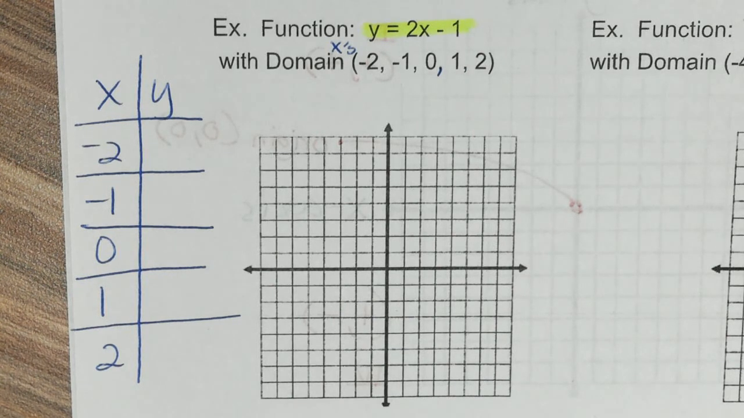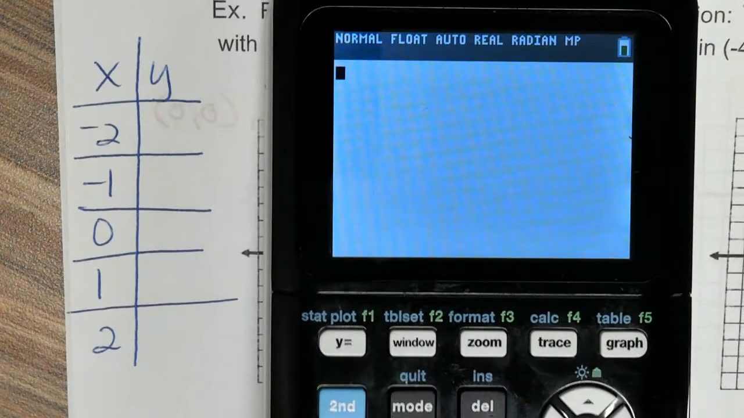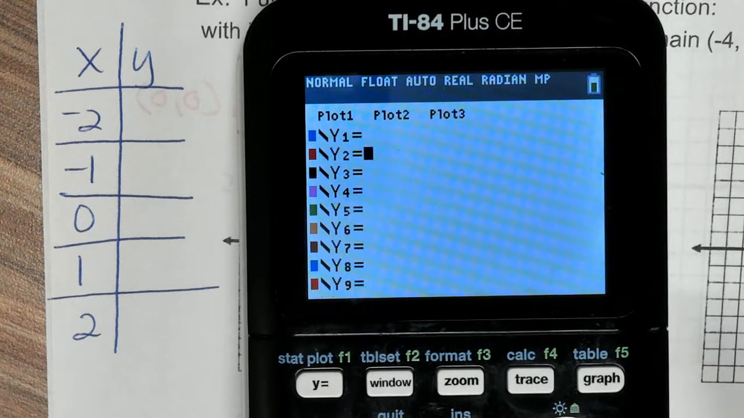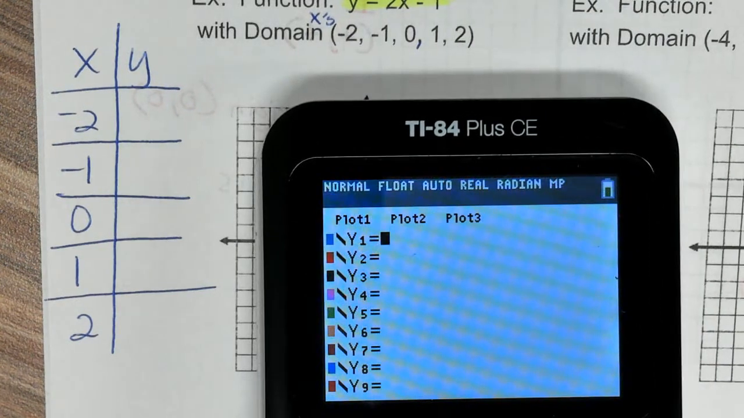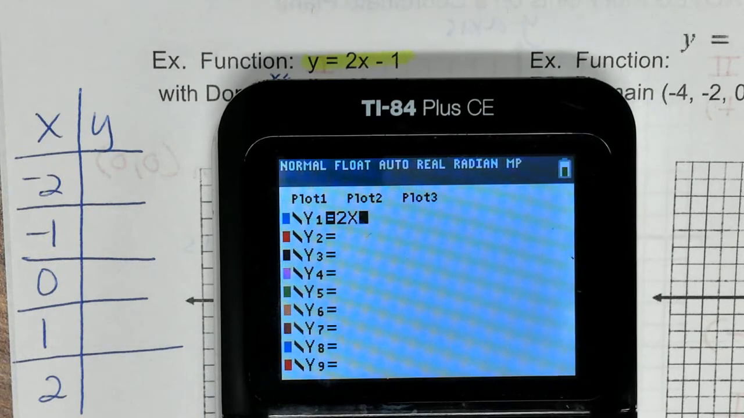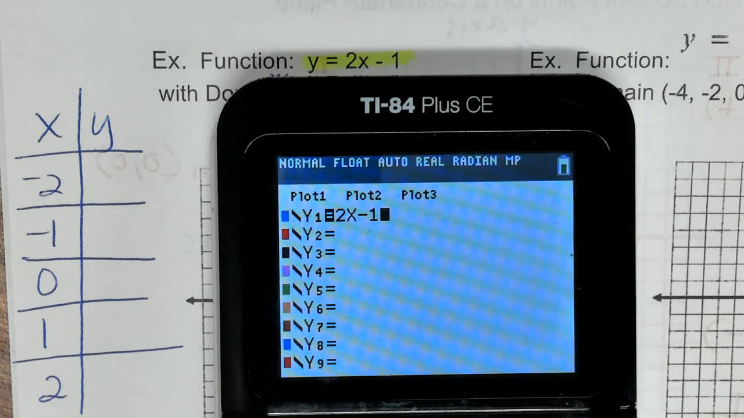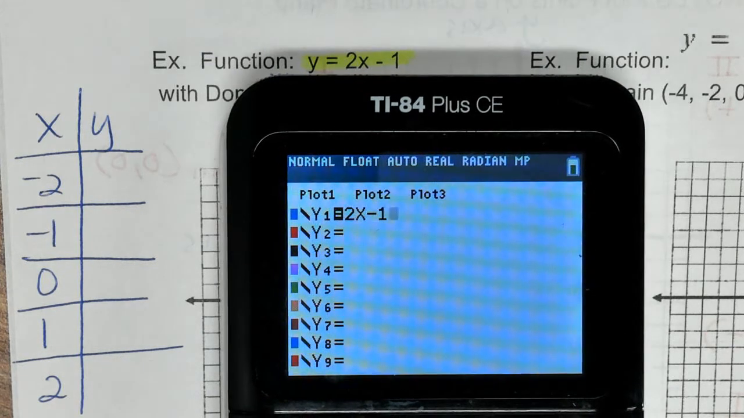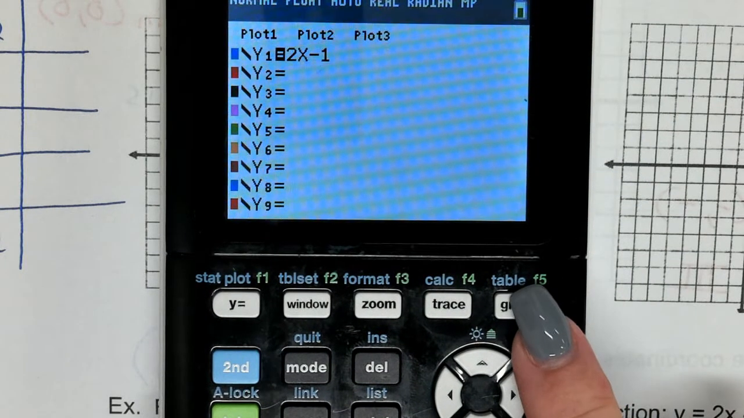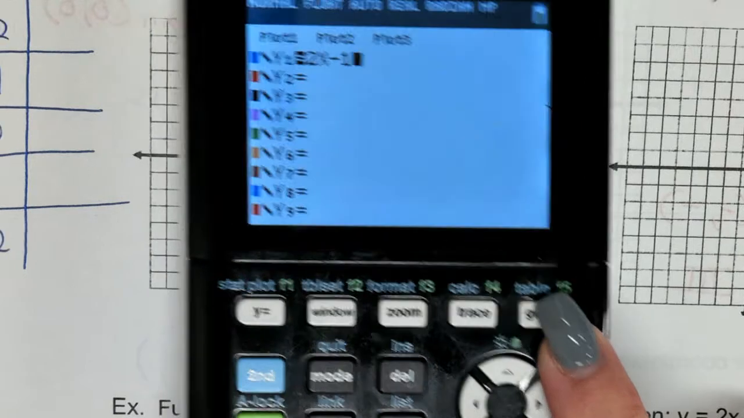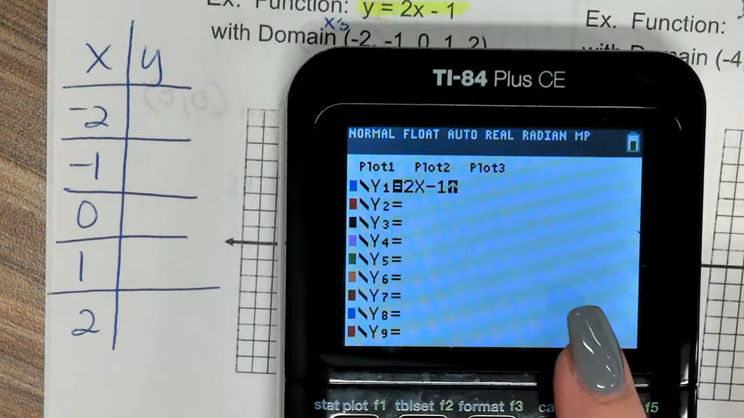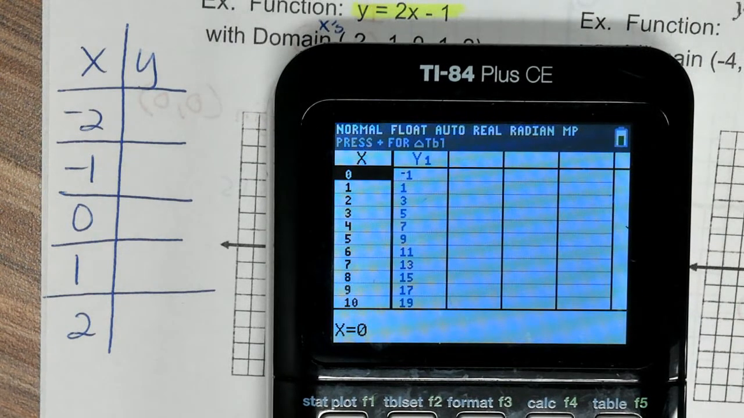So, everybody go to your calculator and go to the y equals button and push it. You're going to type in the function, the equation, 2x minus 1. And don't forget, you have to push the x button, not the multiplication button. Everybody got it? What does it say above graph in blue? Isn't that what we need, a table? Yes or no? So hit second graph, and there's your table.